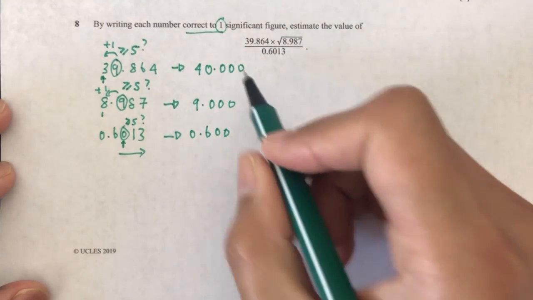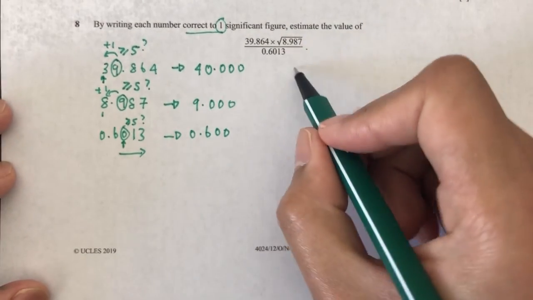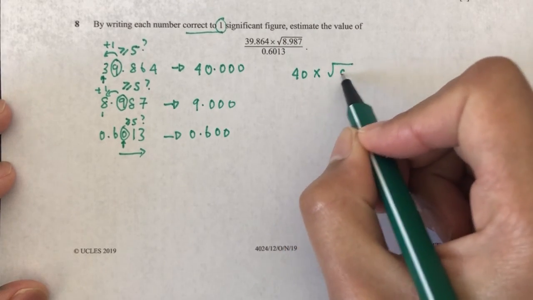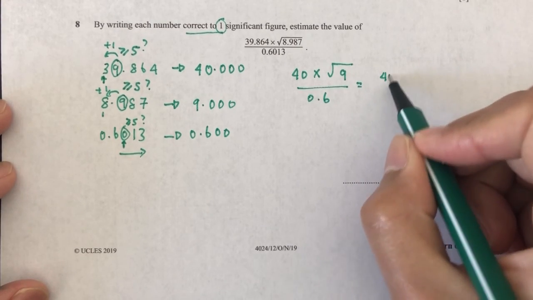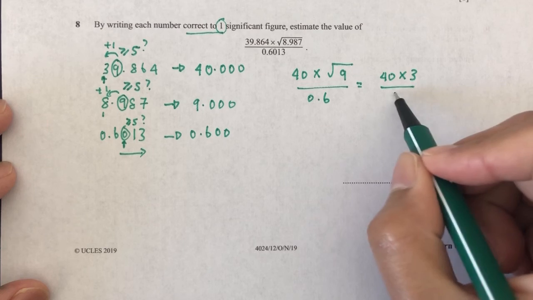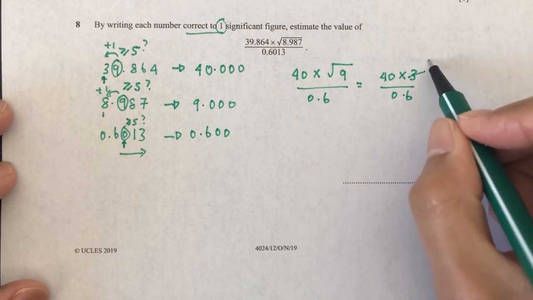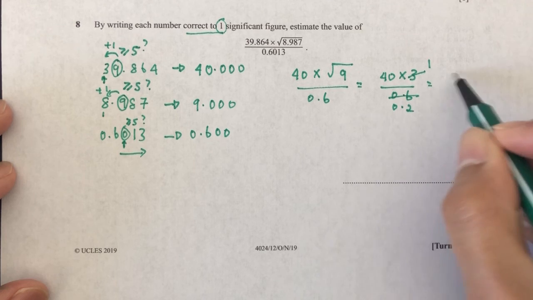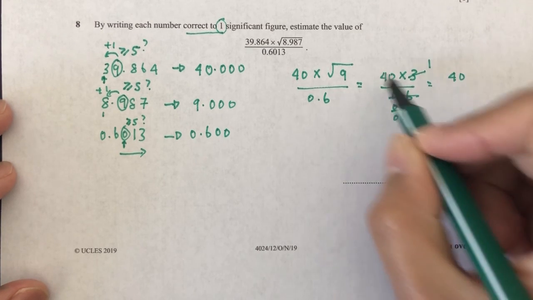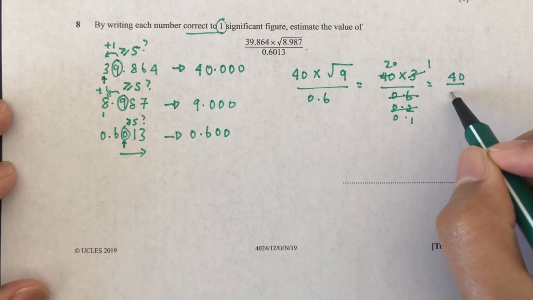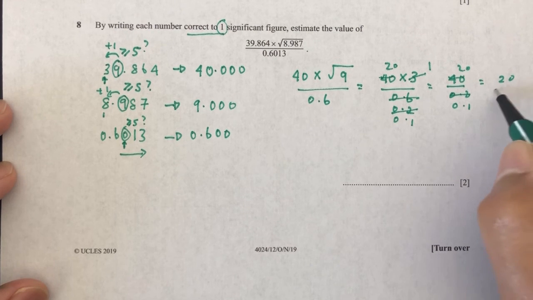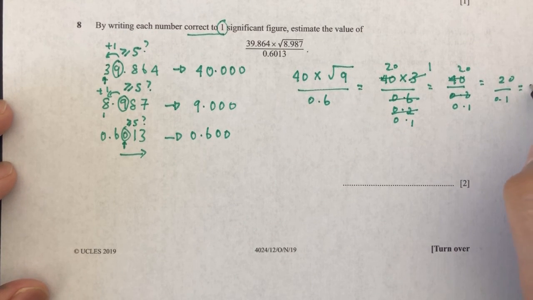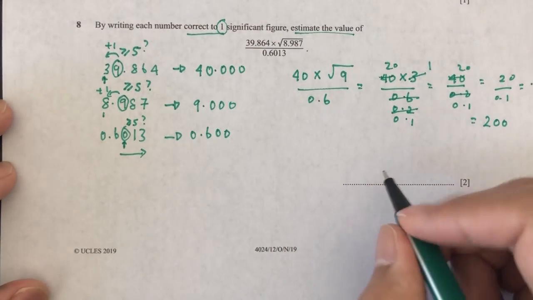Okay, so now we have to replace these numbers back in the fraction. So this becomes 40 times the square root of 9, divided by 0.6. So 40 times the square root of 9, which is 3, divided by 0.6. Divide by 3, we have 1 and 0.2. And divide by 2, we have 0.1 and 20. So that will be 20 divided by 0.1, which is equal to 200. So an estimate value for the fraction will be 200.